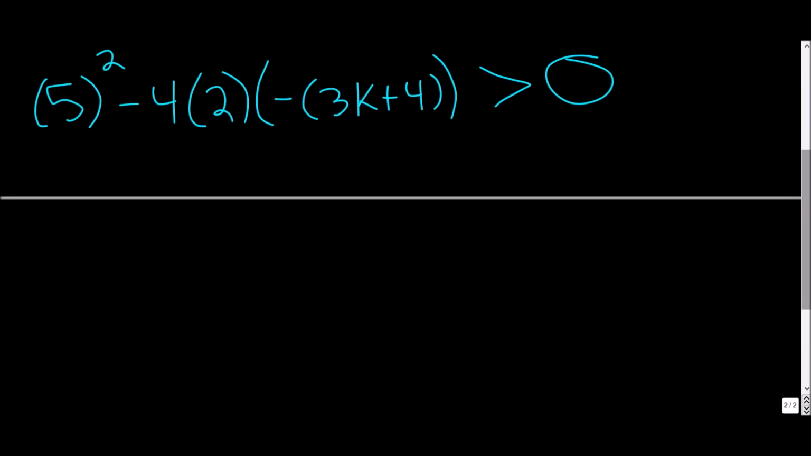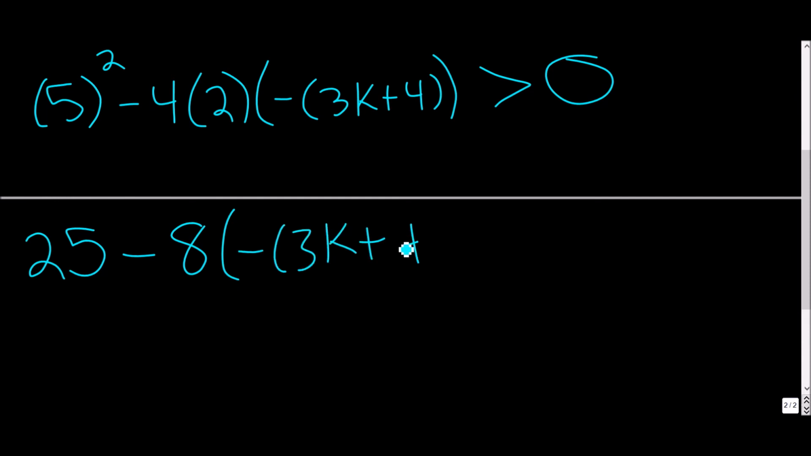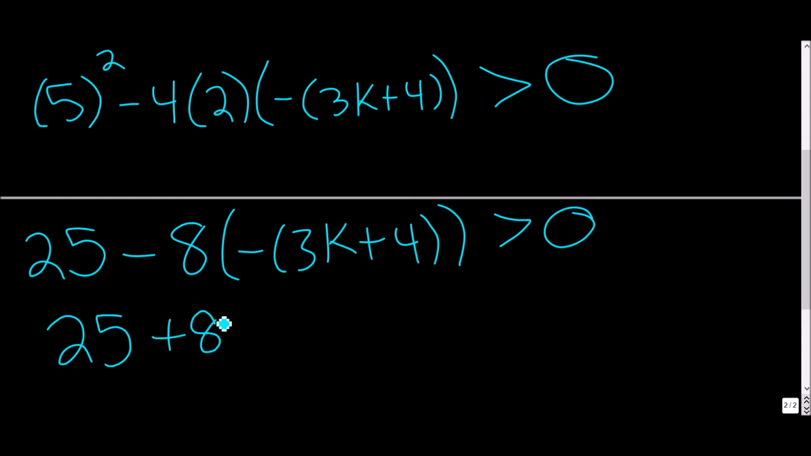So 5 squared is 25. And we've also got negative 8 times negative 3k plus 4. There's many things you could do here to simplify. I'm going to go ahead and see that I've got a negative times a negative. That's going to make this positive. So that's kind of nice. So I'm going to get 25, and then negative 8 times that becomes a positive 8 times 3k plus 4.